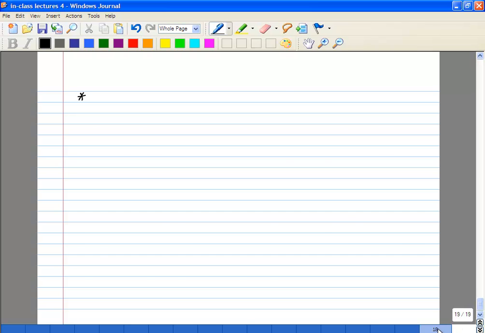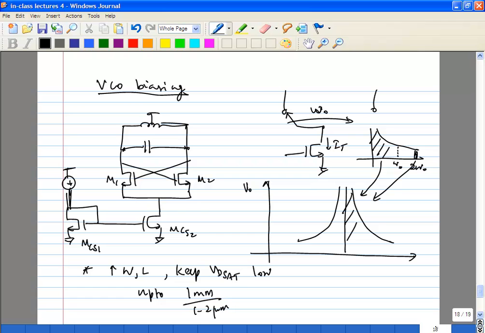So now the next thing. We talked about the noise from MCS2. So let's say this is IT. How about MCS1? Let's say this is a 1:1 mirror ratio. You are definitely going to see noise from MCS1, because the flicker noise is going to appear as a voltage, and that's also going to get mirrored over. So you're going to see noise from MCS1 also.